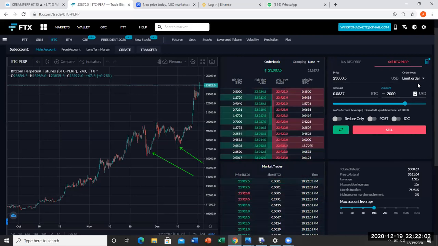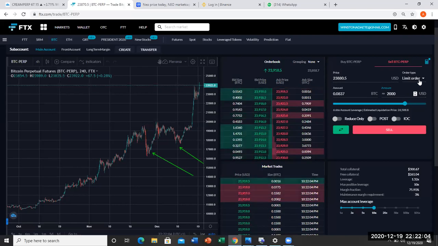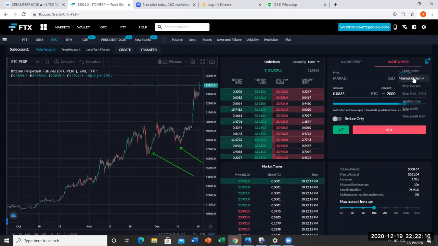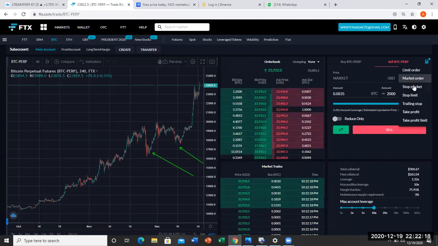Okay. Now, if I put my limit order here, it means I want to buy or sell at a future price. If I change this to market order, I want to buy instantaneously, or I want to sell instantaneously. So you could use this to put your stop orders. You could use the trailing stop. You could use this to put your take profits.